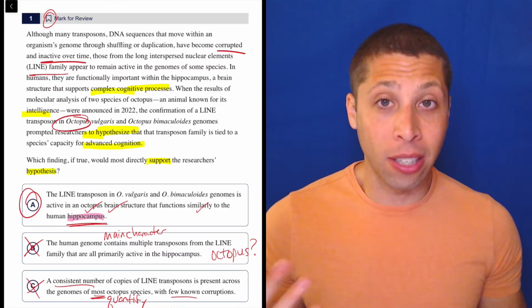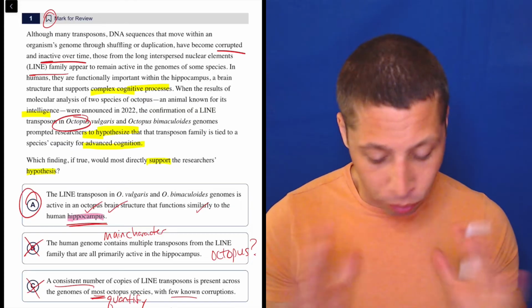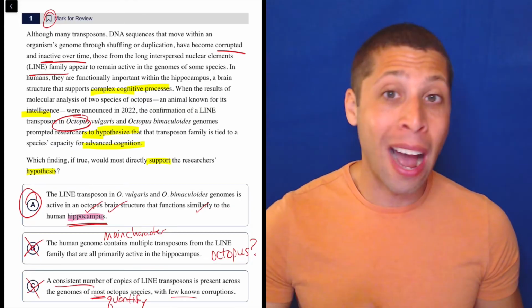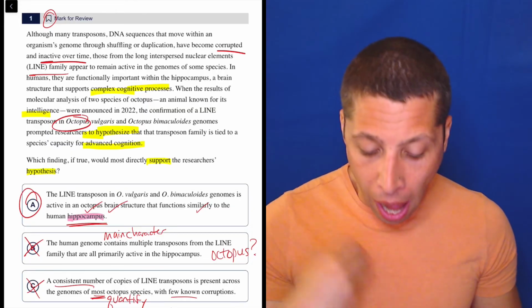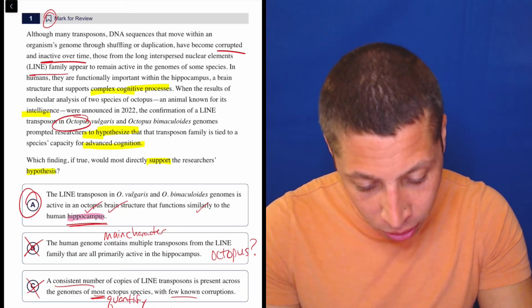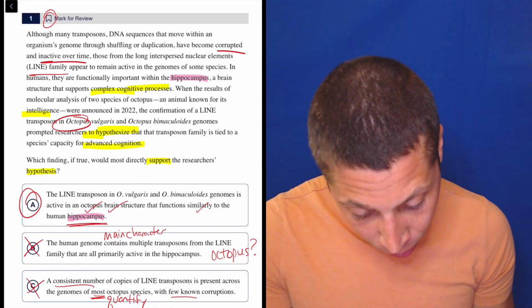But let's look at this idea. I know I'm going on and on, but it's a great question. I really love this question. This idea of the hippocampus: how would I double check that that idea is right? I would go back and be like, okay, well, do they talk about the hippocampus? Well, yes, they do. It's right here.